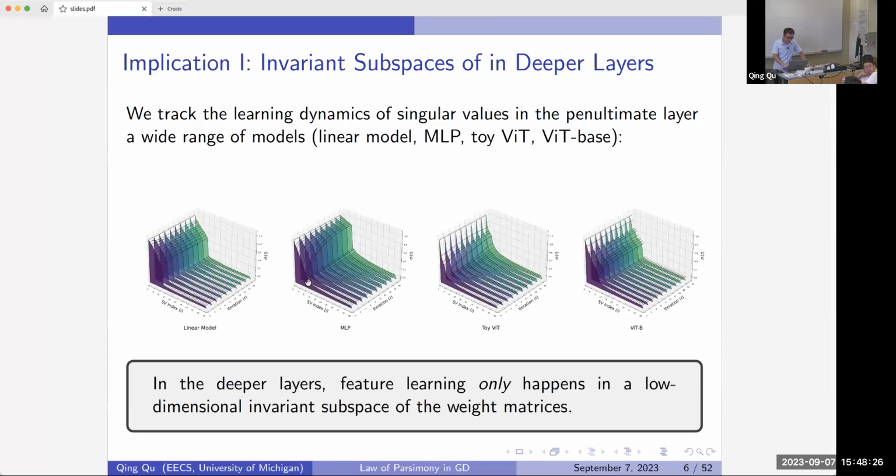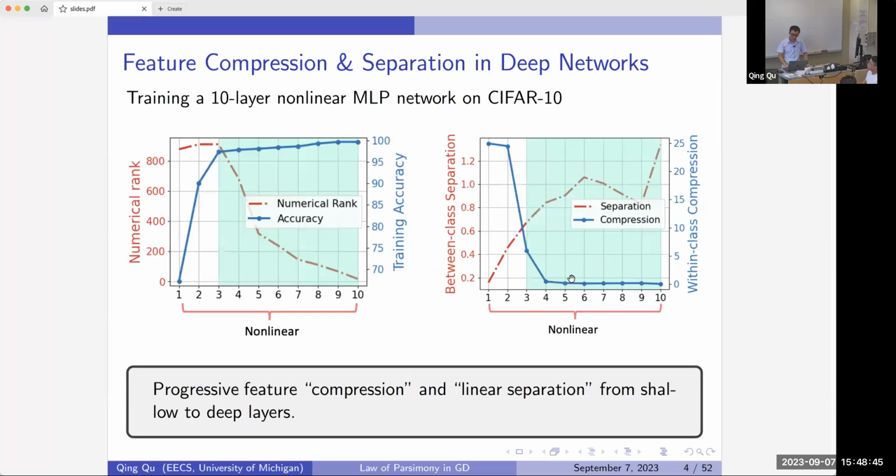Okay. And here the dimension of the subspace is equal to the number of classes, or a multiple of the number of classes. And this is measured in the final several layers. As you can see from this figure, the features are compressed in the final layers, so you can imagine there's a low rank structure happening there. And actually, when you're training the network, the rank of the weights is not changed, and the updates are only happening in an invariant subspace.